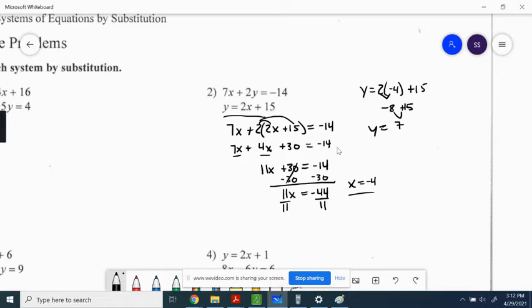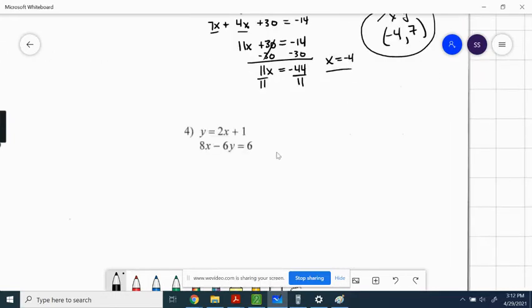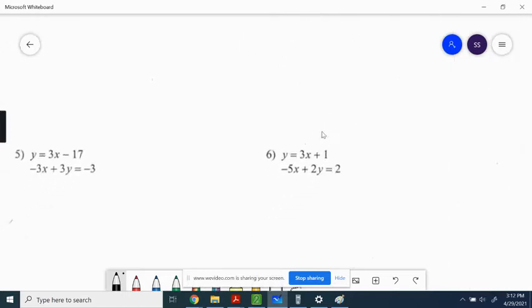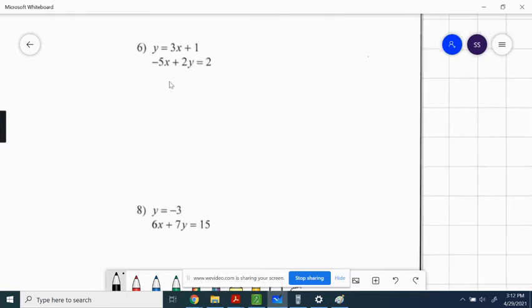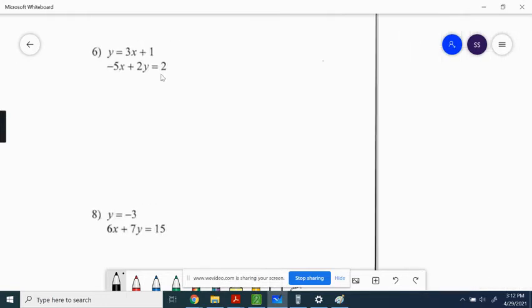And you should always write your answer as an ordered pair. So this is going to be negative 4, 7, because this is your x and then your y. Okay, so this is the actual answer. All right, moving on. The next few are pretty much the same. Number 6 is very similar, but you'll get a bit of a weird answer. Just want to make sure that we know what we're doing with that.